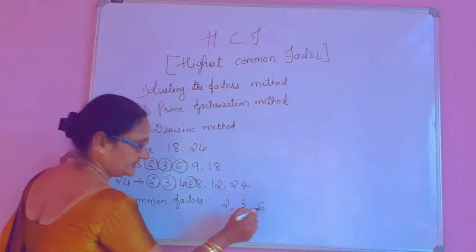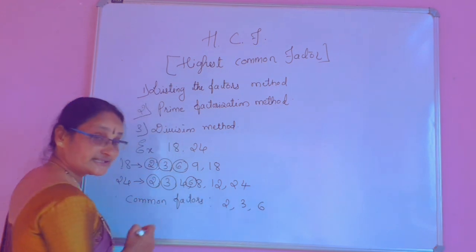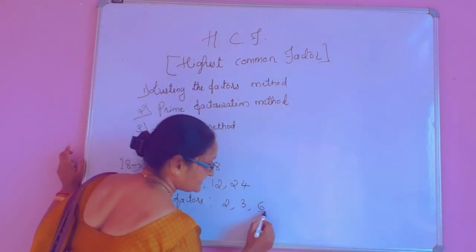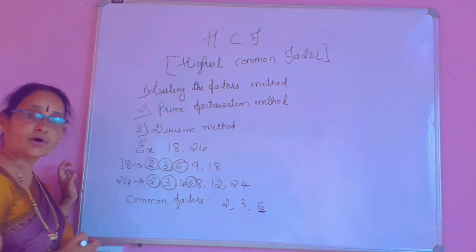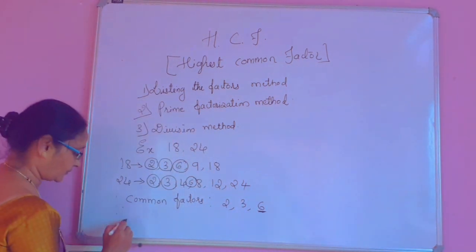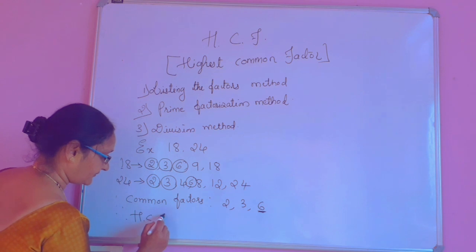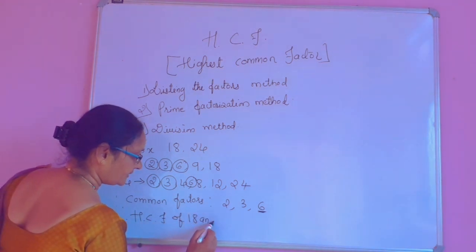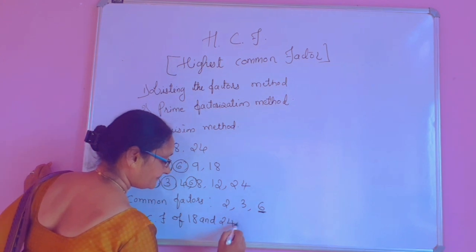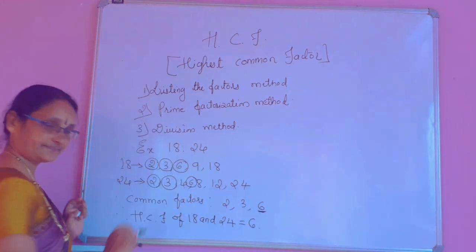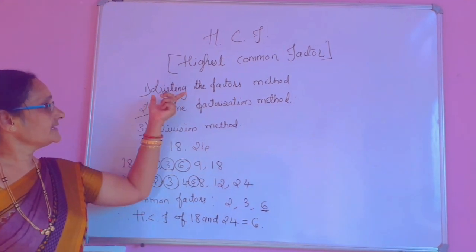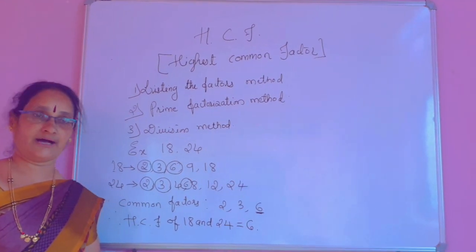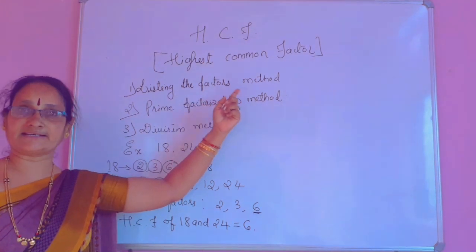Now, in this 2, 3, 6, which is the highest or the largest common factor? 6 is the largest common factor. Therefore, HCF of 18 and 24 is 6. This is finding the HCF by listing the factors method.